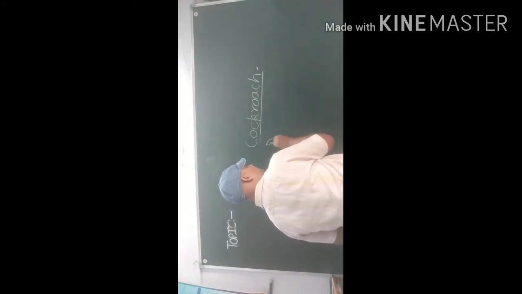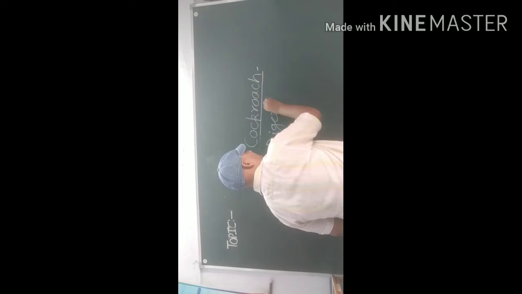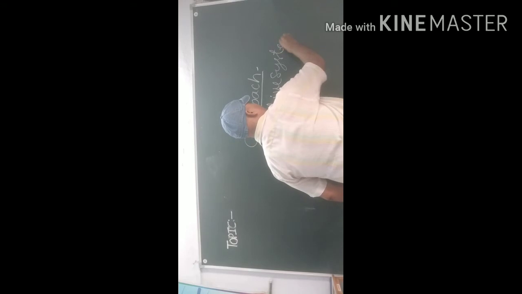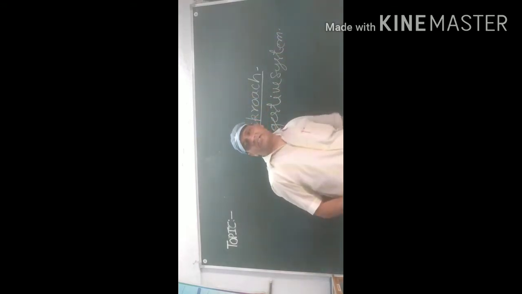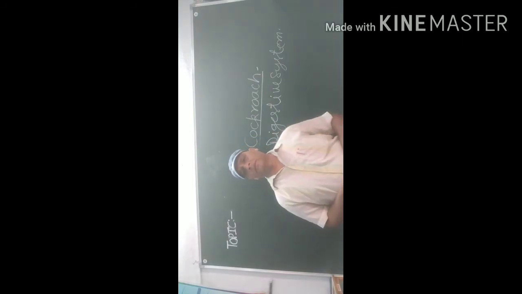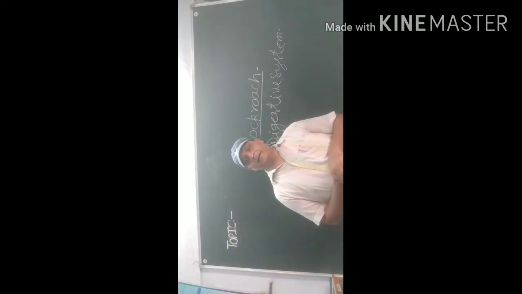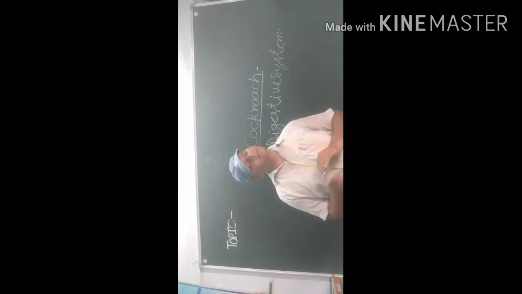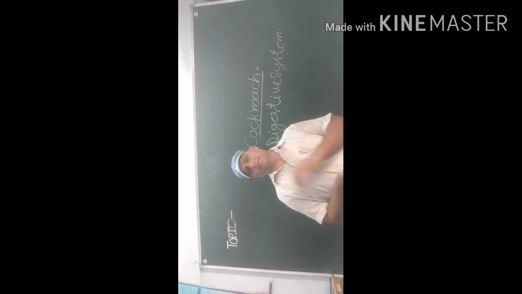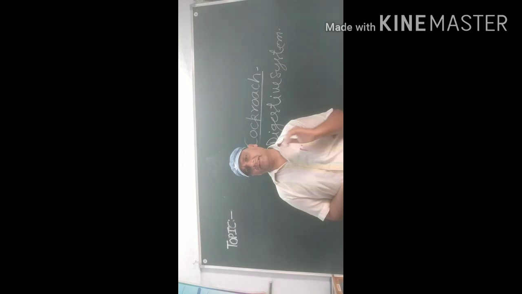Digestive system. The digestive system is composed of the alimentary canal. The alimentary canal is differentiated into various parts. These are the foregut, midgut, and hindgut. The midgut has a specific structure known as hepatic caeca.